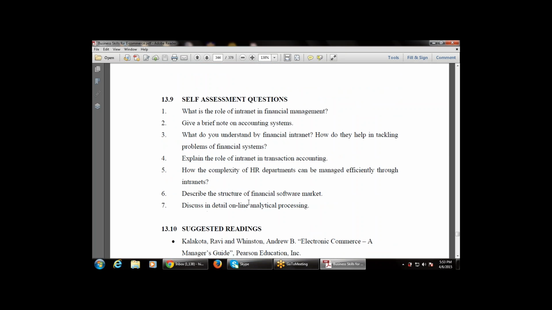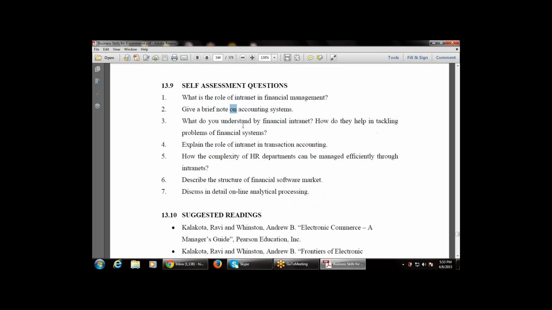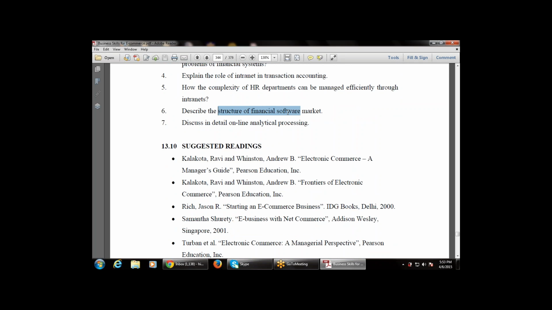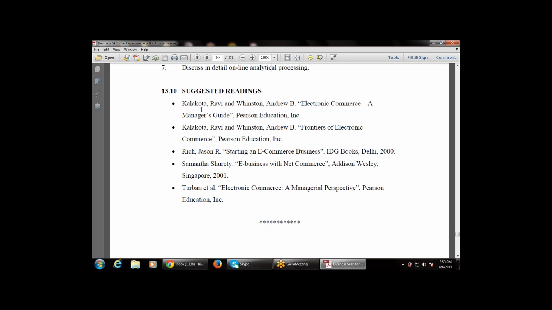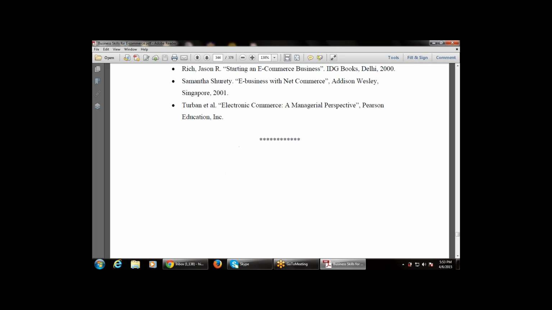Now these are the self-assessment questions. What is the role of Intranet? Write a brief note on accounting system. What is the structure of financial software market? What is the use of OLAP, online analytical processing? And these are the various suggested readings, the books that are available for Intranet and the corporate finance.